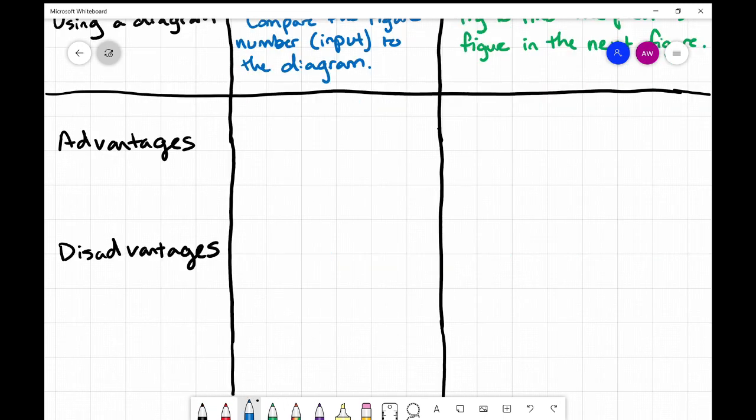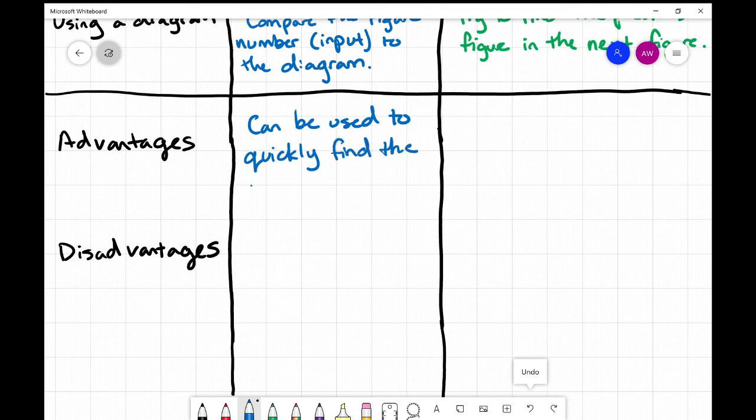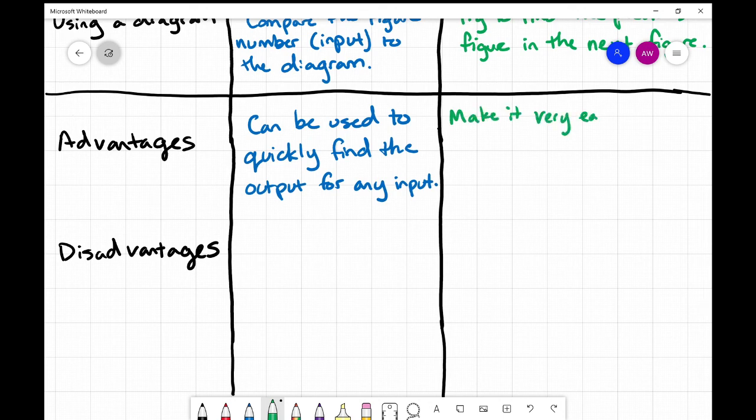So what are advantages for the explicit formula? Well, they can be used to quickly find the output for any input. And what are advantages to a recursive formula? Recursive formulas make it very easy to find the next term in a sequence and think about the pattern of growth.